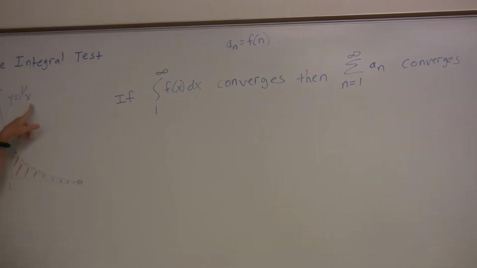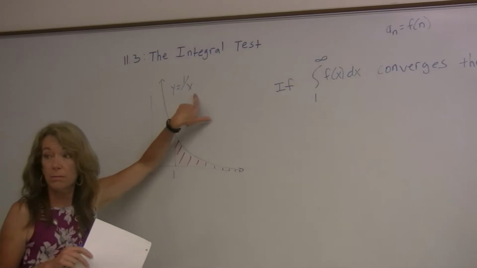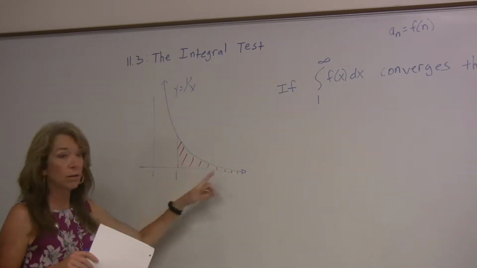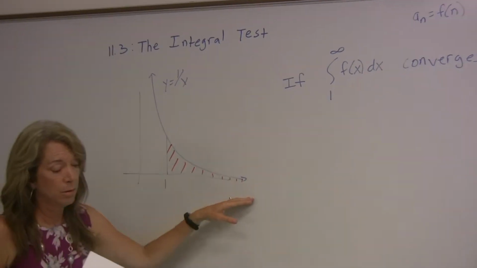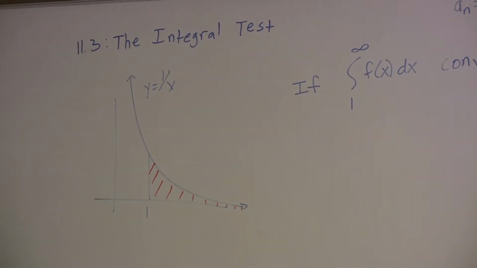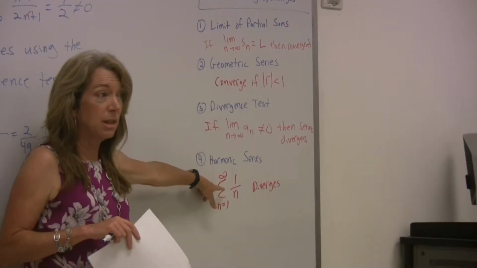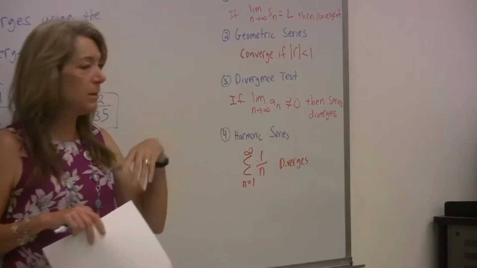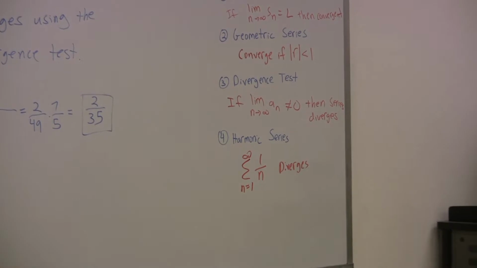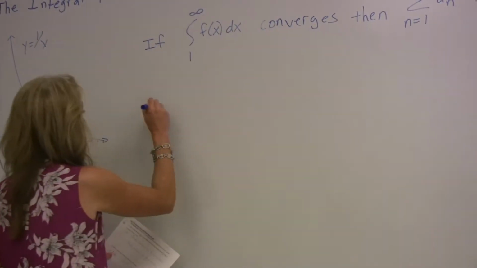So like when we did 1 over x, this integral diverged. That's the 1 over x, that's our function. And now the series was 1 over n. It's the same reasoning. So if the integral converges, so does the series. And guess what happens if the integral diverges? So does the series.